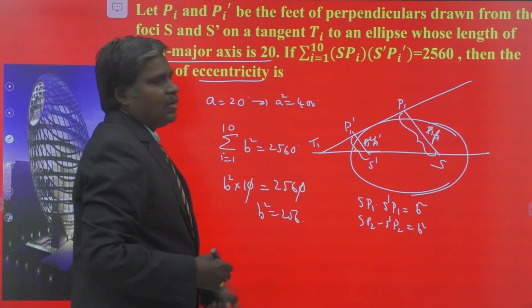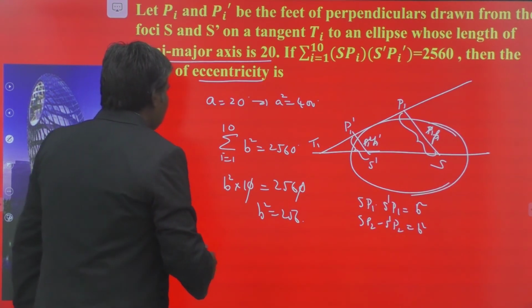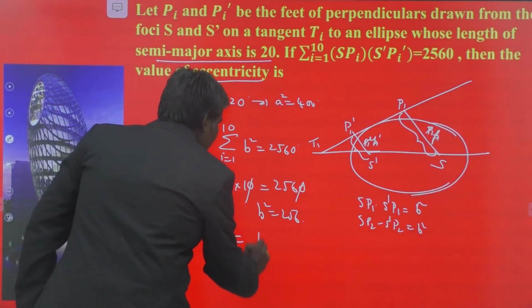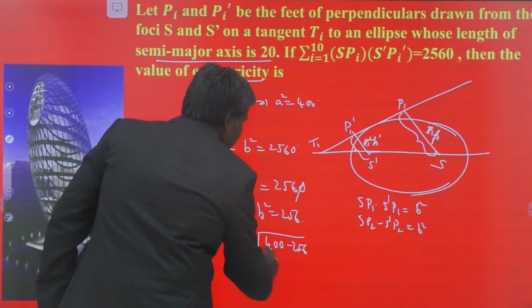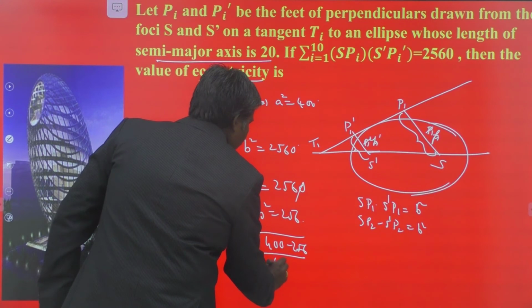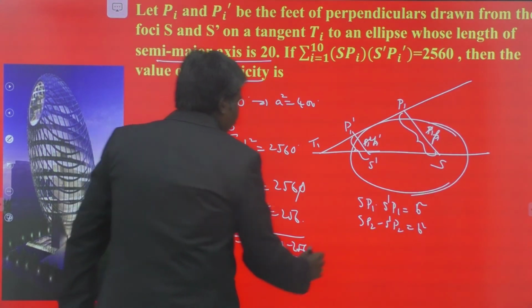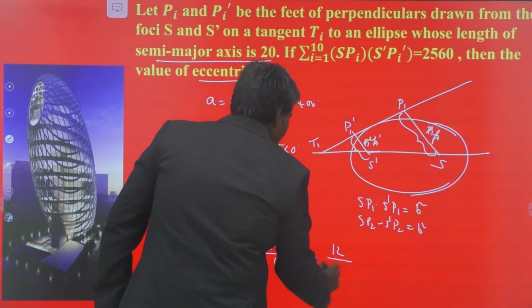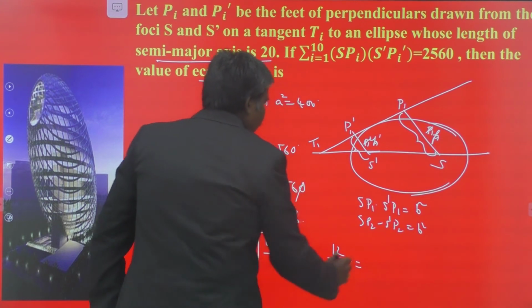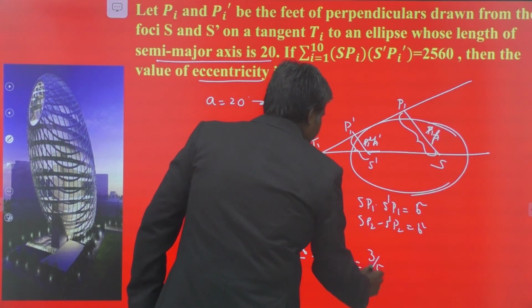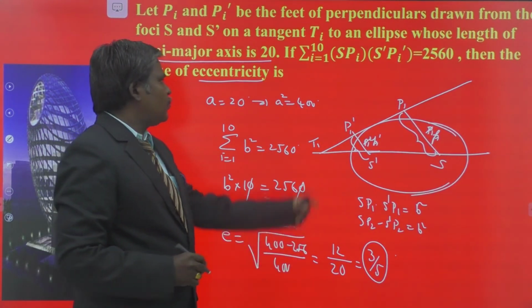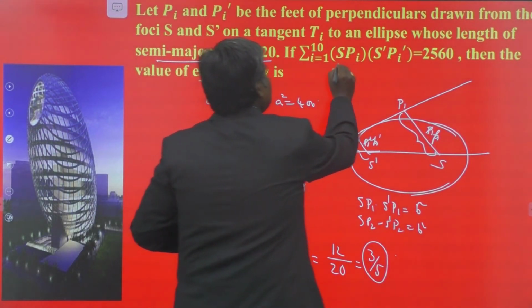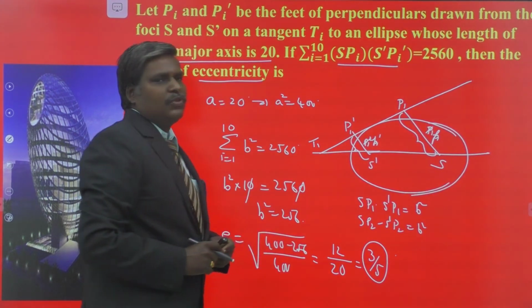So from that A square and B square, can you calculate the eccentricity or not? Yes. This is nothing but root of A square minus B square by A square, that is 400 minus 256 by 400. This is nothing but 144 by 400. Square roots are 12 by 20, that is 4 3s, 4 5s. So the eccentricity of the ellipse is what? 3 by 5.